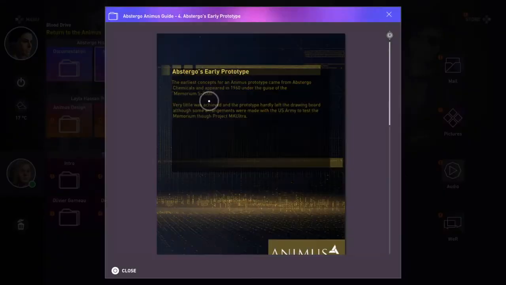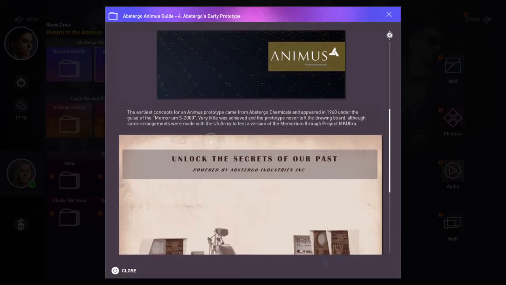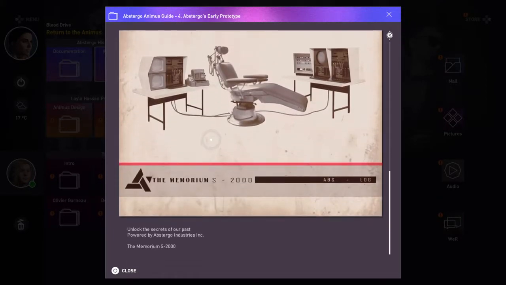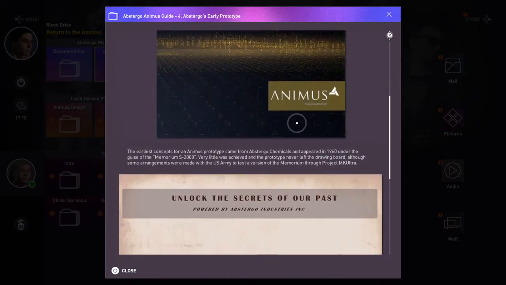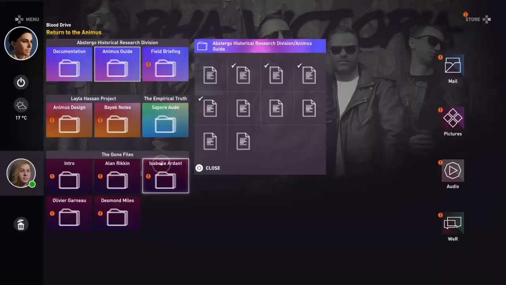So, I'm just going to go through the rest of these because I haven't gone through them yet. So, Animus. Yes, of course. Earliest concepts of Animus prototype came from Abstergo Chemicals and appeared in 1960. Very little was achieved, and the prototype never left the drawing board. Some arrangements were made in the U.S. Army to test a version of the Memoriam through Project MK Ultra.